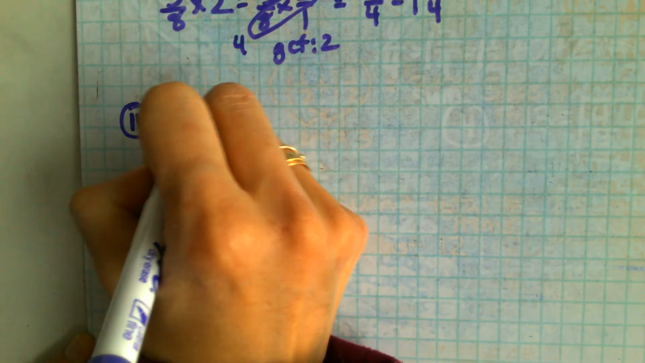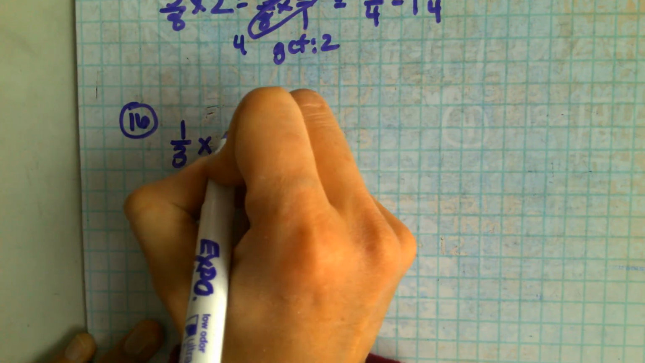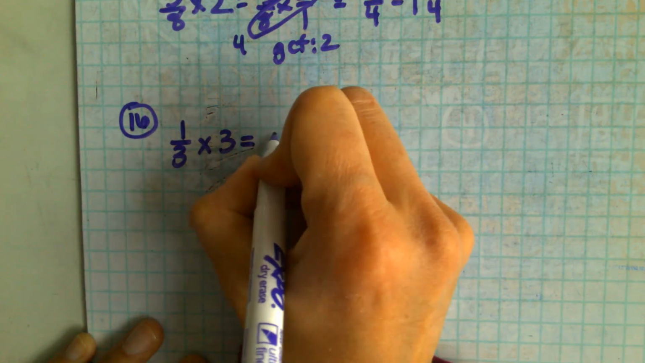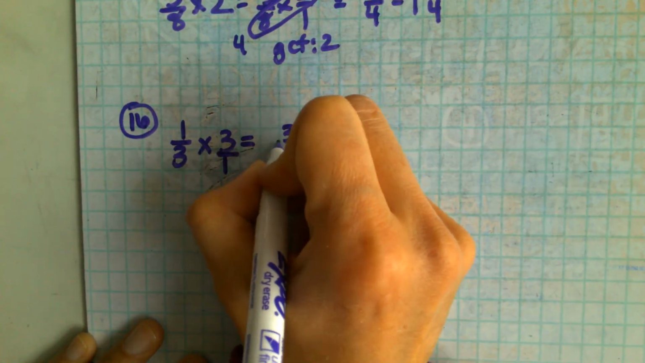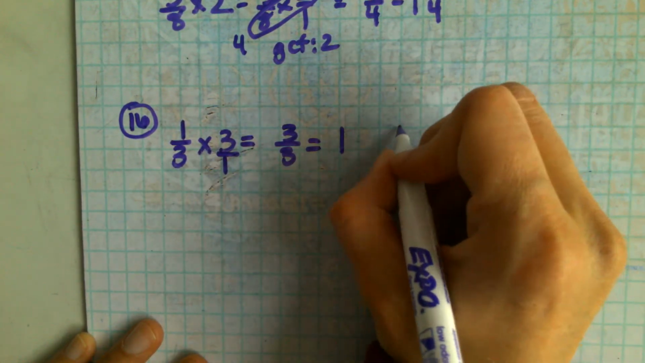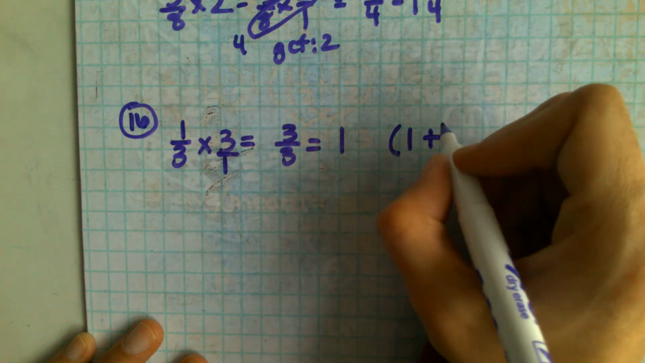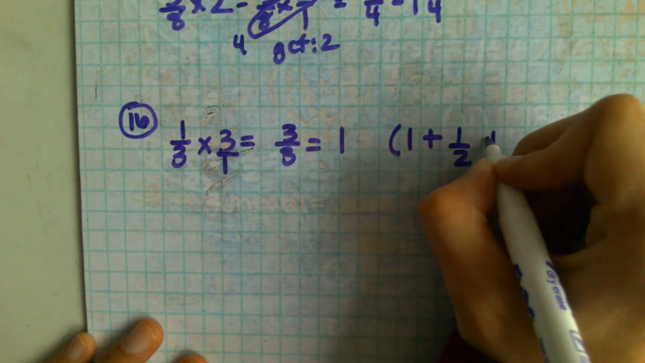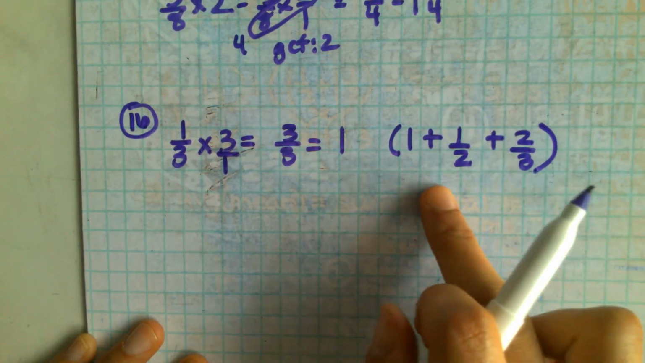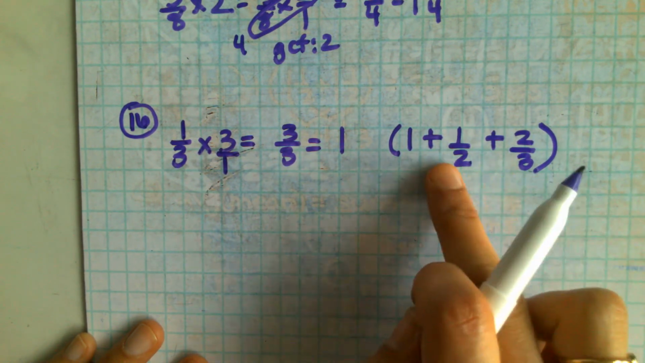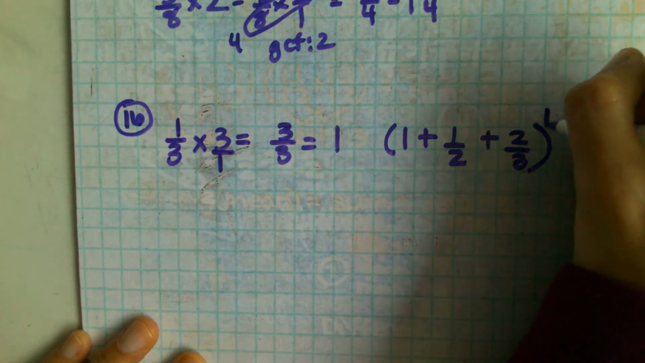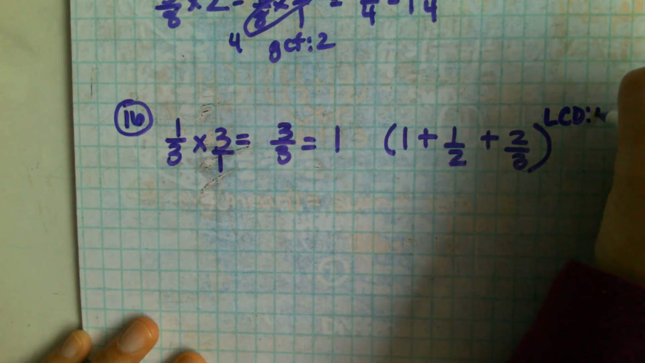So we have 1/3 times 3. And that's actually quite easy because that becomes 3 over 1, which is just 3 over 3, which equals 1 whole. So really, the sum is 1 whole plus a half plus 2/3. So we have unlike denominators. We need to get to a common denominator. Chapter 6, you're not done with it. The LCD for 2 and 3 is 6.